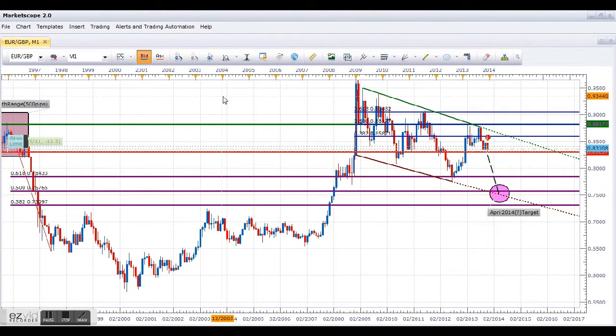Certainly the fundamental outlook at the moment is that the euro is under pressure because of the rate cut, which is not significantly going to impact on the eurozone economy necessarily, but certainly as a measure.